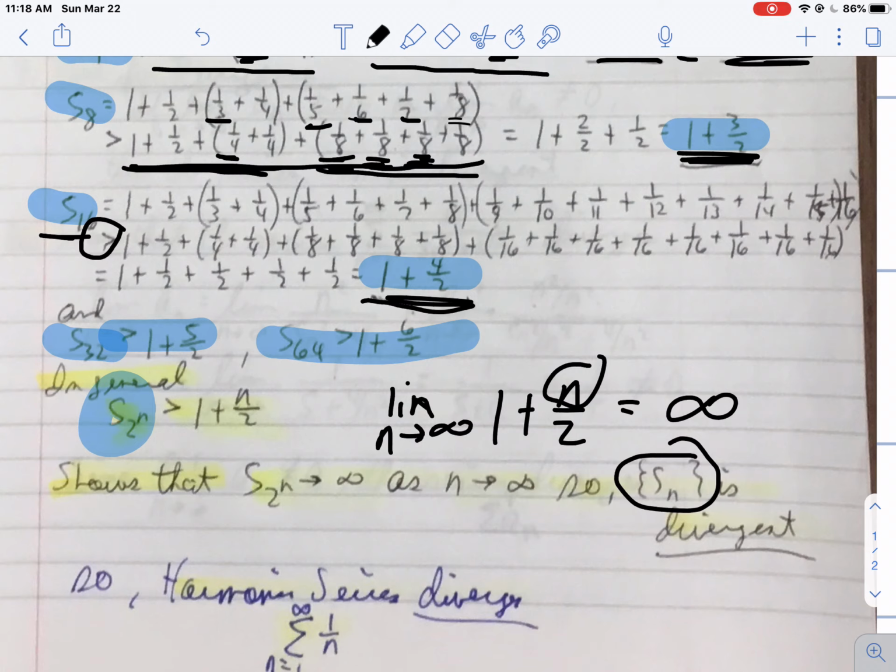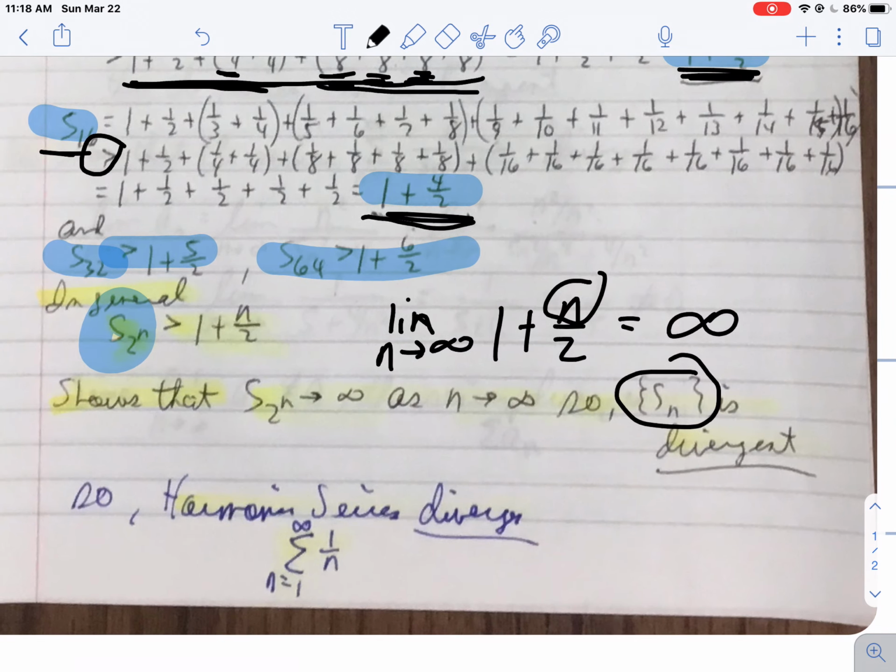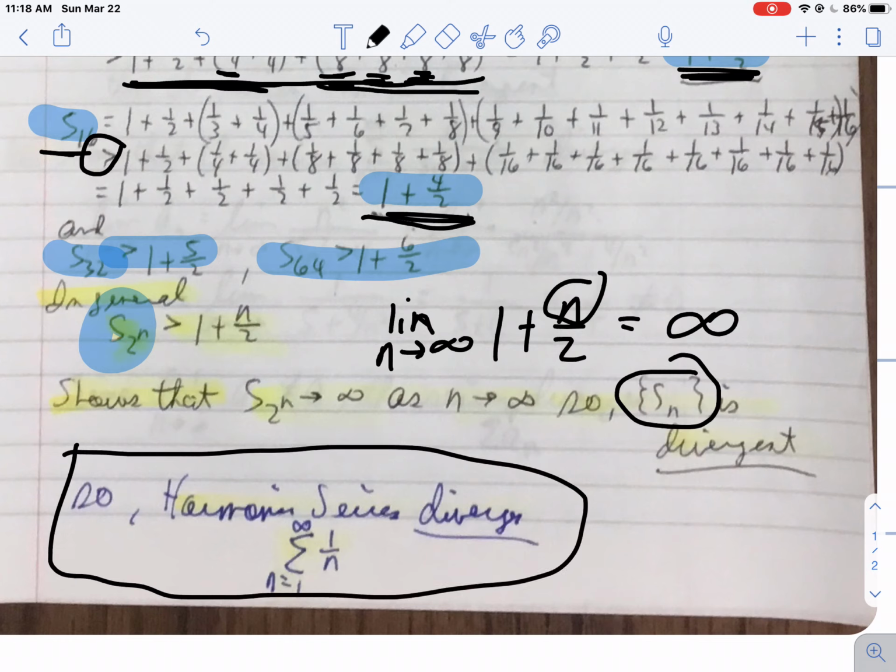And since the sequence of partial sums is divergent, as we had mentioned earlier, then our harmonic series would have to be divergent, okay, because its sequence of partial sums is divergent. So here's the big observation, and ultimately this is the takeaway from this. Our harmonic series, sum as n goes from 1 to infinity of 1 over n, is a divergent series.